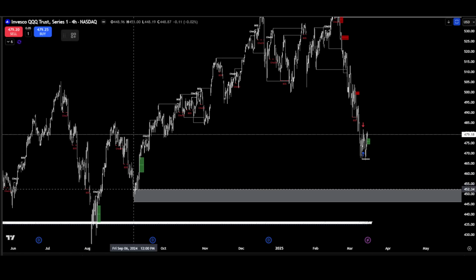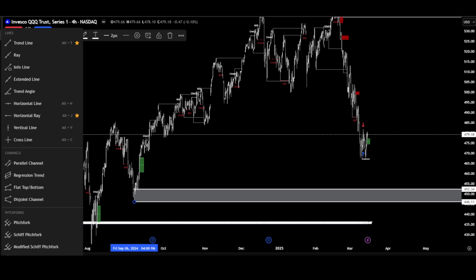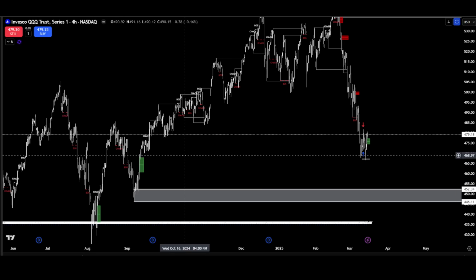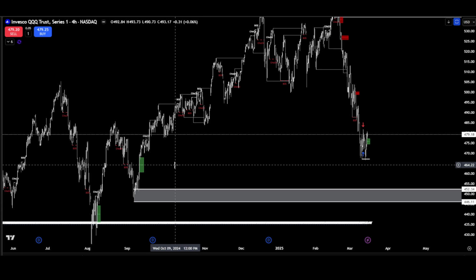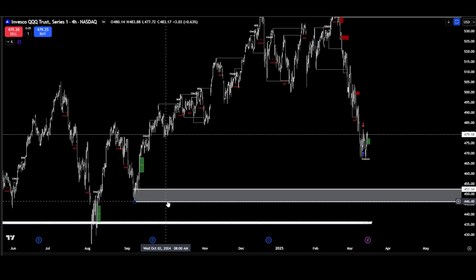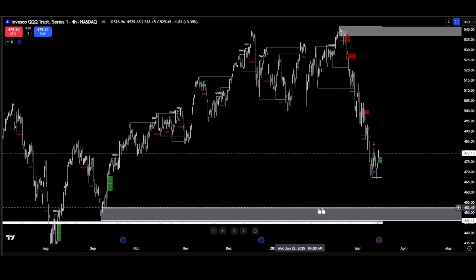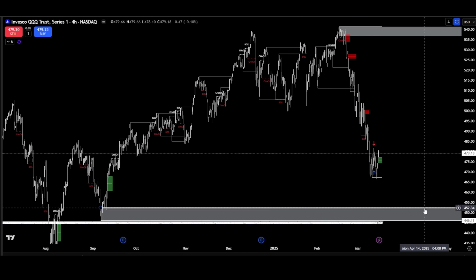I'm going to do it with horizontal lines. I'm going to use this tool right here over on my toolbar, the horizontal ray. You could also use horizontal line, either one. I'm going to grab one of those two, and then anchor it. If you do horizontal line, you don't have to anchor it to anything. But if you do horizontal ray, I'm going to anchor it to this order block. Now I know where it originates, and it's on my chart no matter what time frame I go to. So my high time frame support is going to be down here.